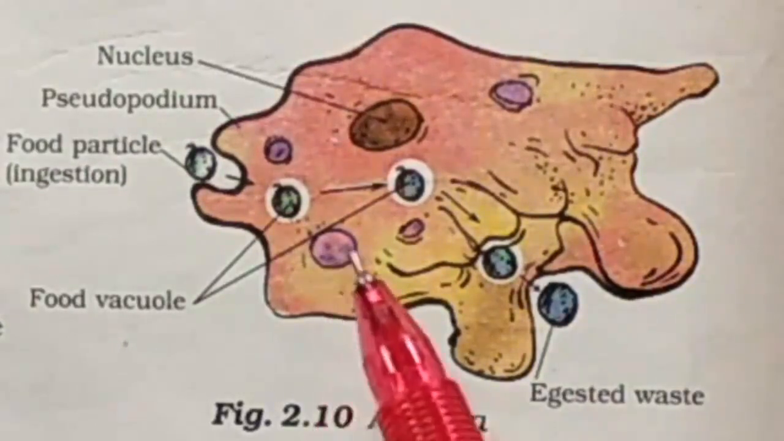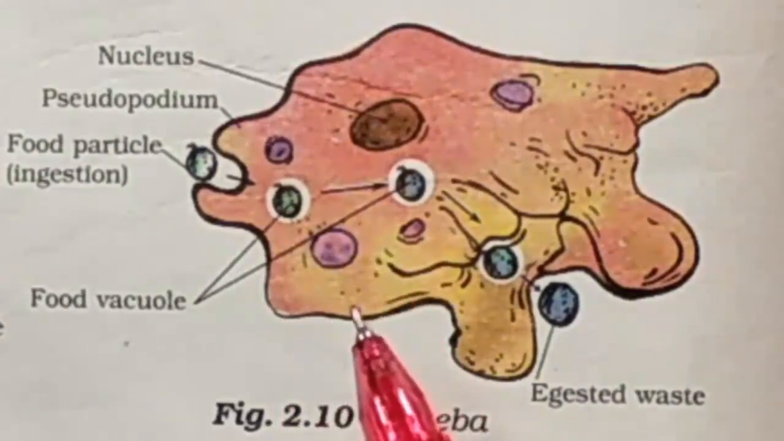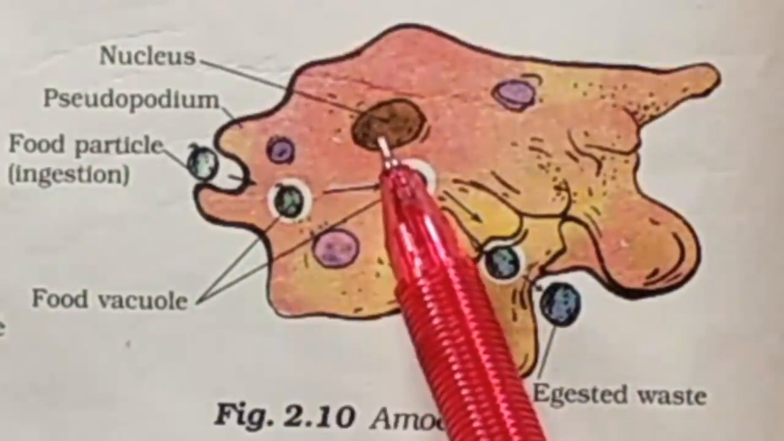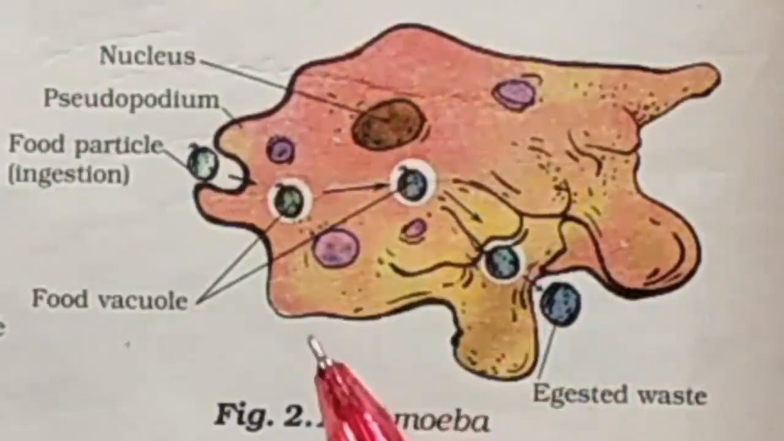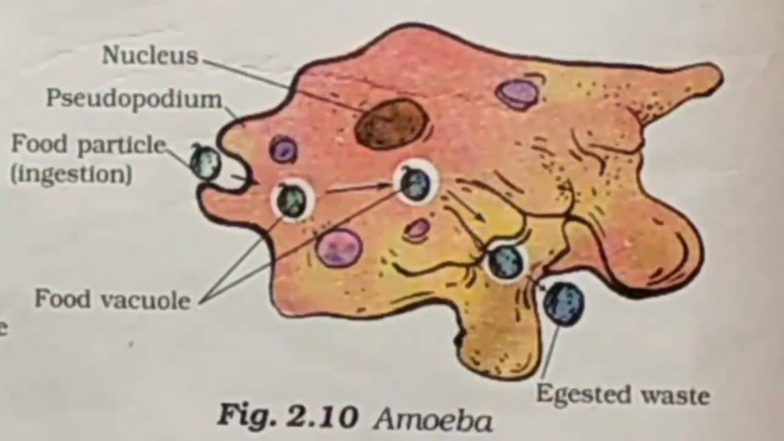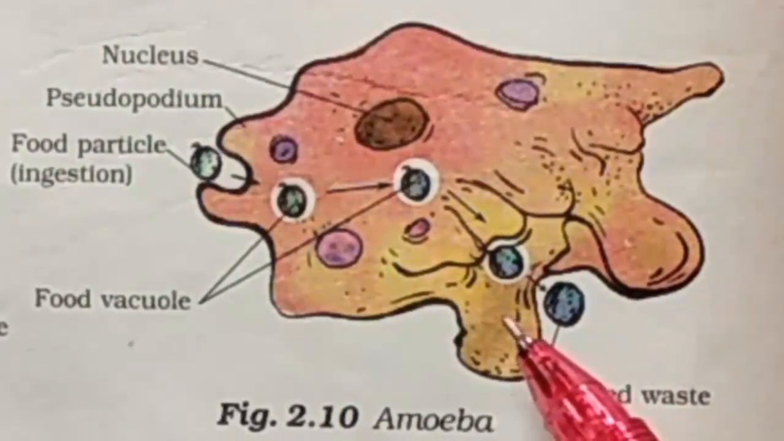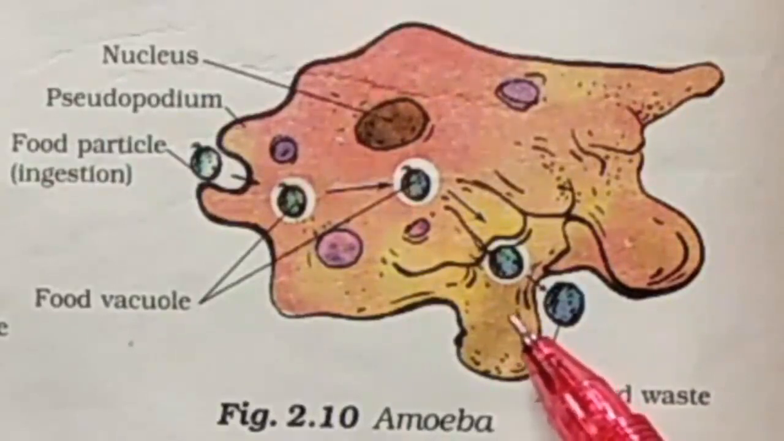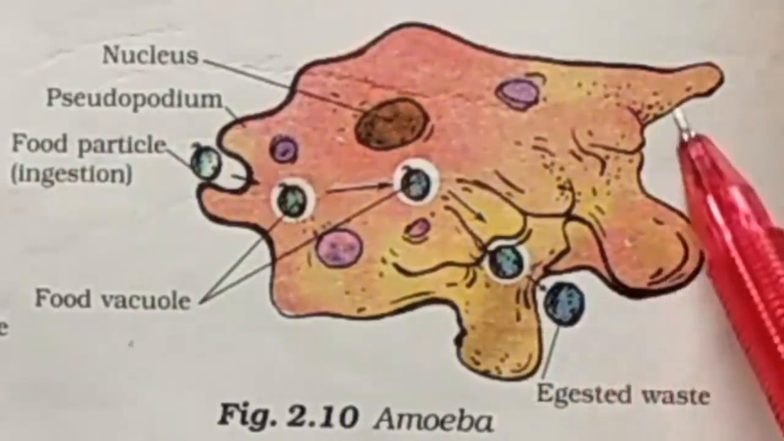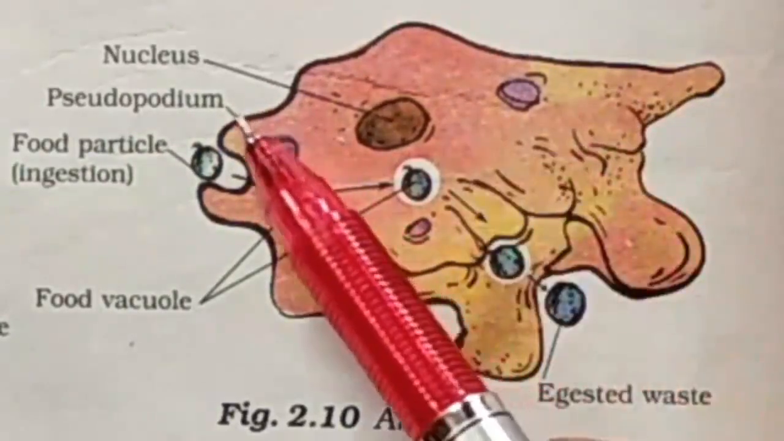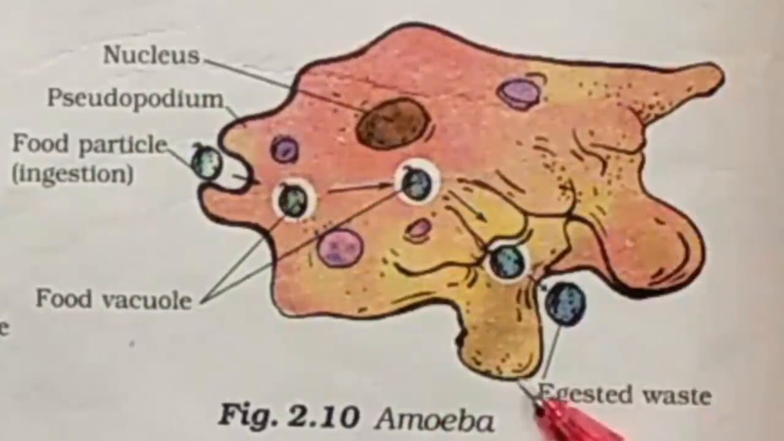It has a cell membrane around a dense nucleus and many small bubble-like vacuoles. Amoeba constantly changes its shape and position. It pushes out one or more finger-like projections called pseudopodia. These are the pseudopodia, which are used for the movement and capture of food.